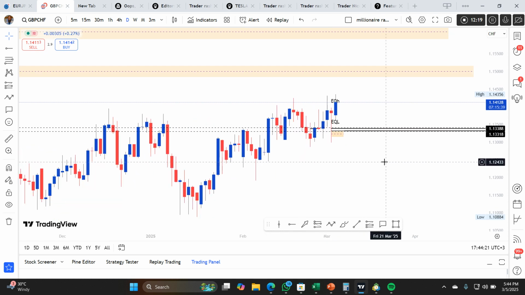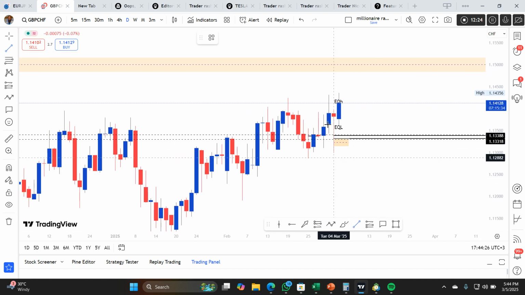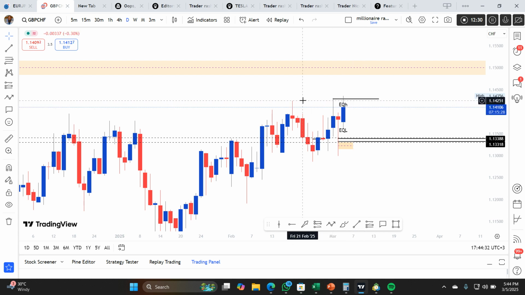Again, you can see we have been able to close above, or to break above, the previous high. We have been able to break above the previous high. That is good, meaning already the market has shown interest in continuing to go to the upside.